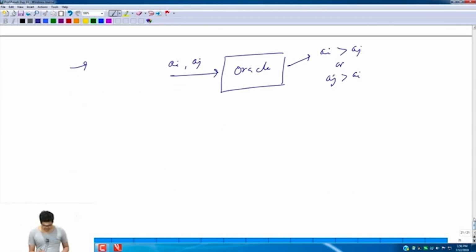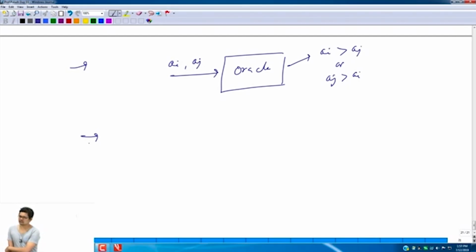And what is the time complexity for, say, insertion sort, to sort n items? Big O of n square, and for merge sort it is big O of n log n.